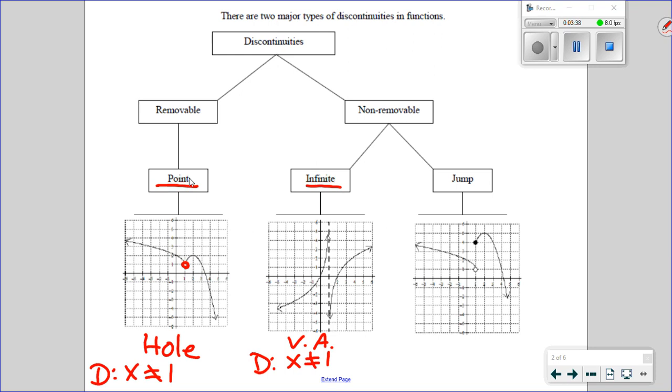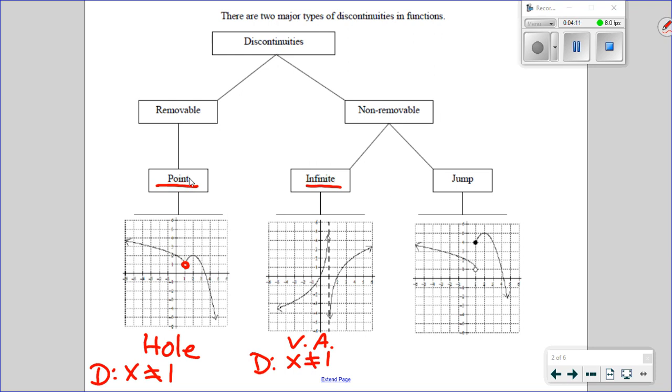Okay, the other non-removable discontinuity is what we call a jump discontinuity. Honestly, the jump discontinuities come up more often in piecewise functions. So as we're graphing rational functions, we're not going to really run into many jump discontinuities. But in the future, you will run into jump discontinuities. But again, they're more specific to piecewise functions.